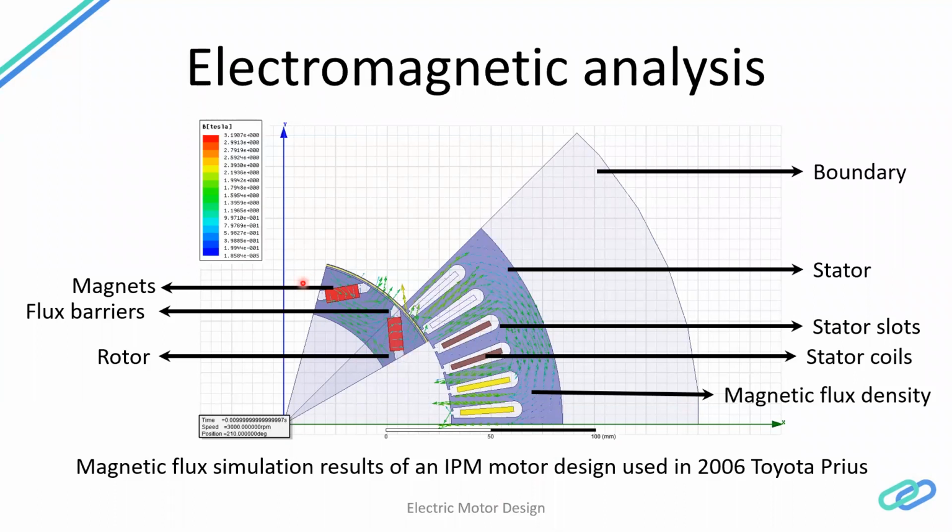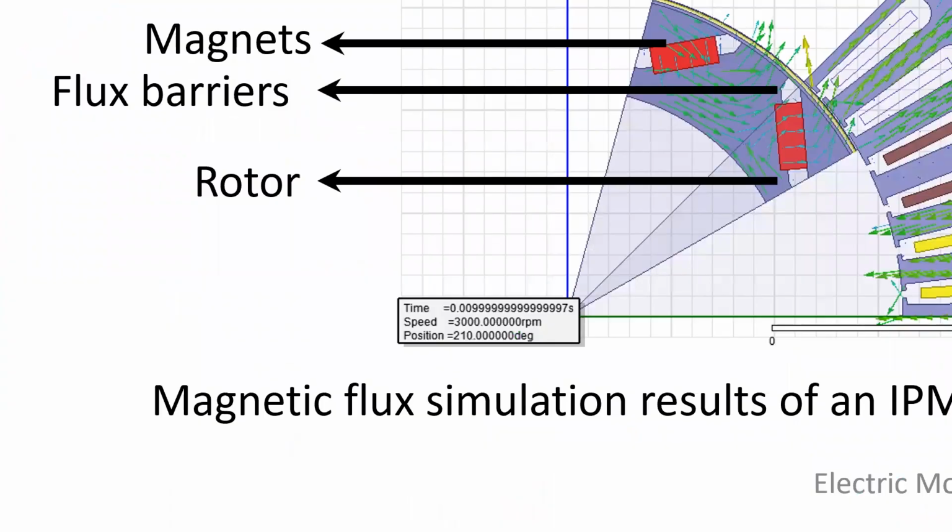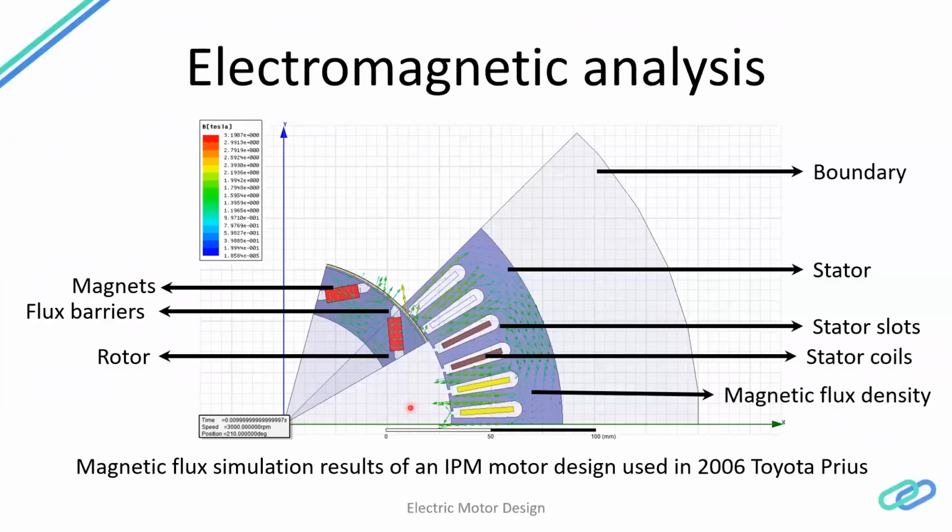And you can see the rotor has moved. I think we have applied a time of 1/10 of a second. In 1/10 of a second, you can see that the rotor has moved that much because the electromagnetic analysis worked properly.